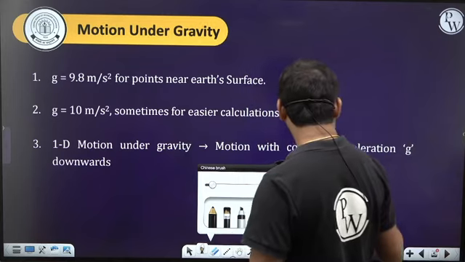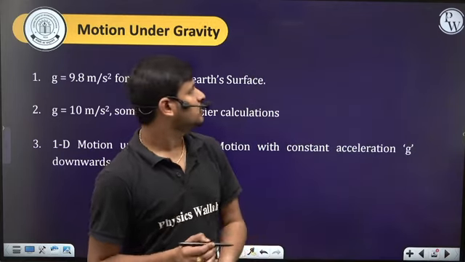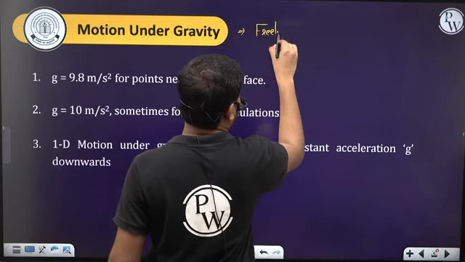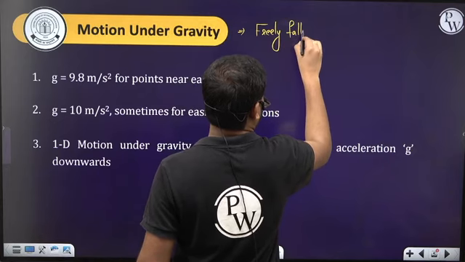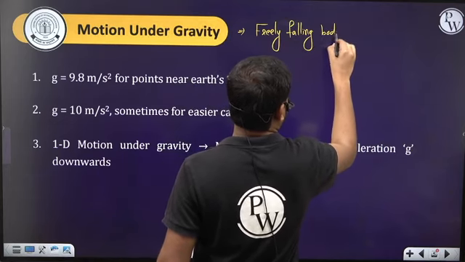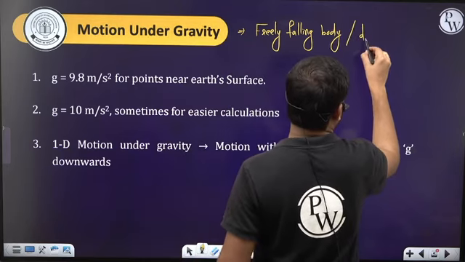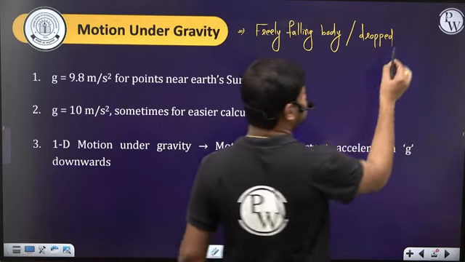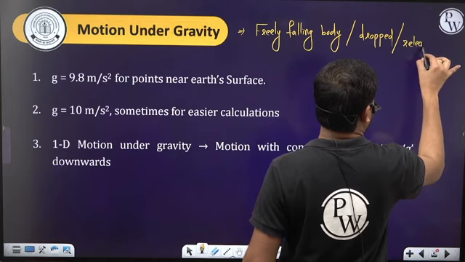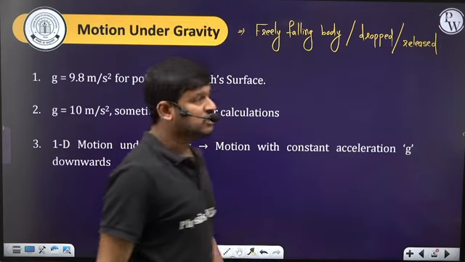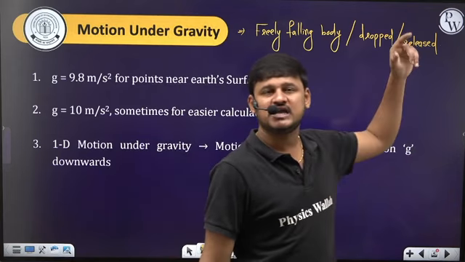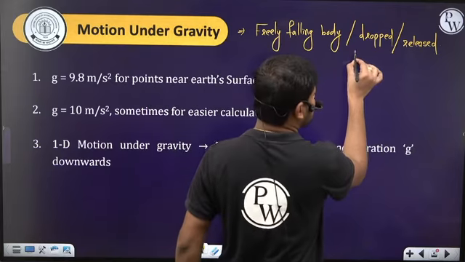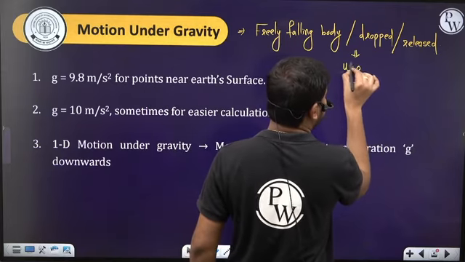Now let's go for the motion under gravity. Whenever the body is a freely falling body, or the body is dropped from some height, or the body is released from some height, for all these situations we say the body is in motion under gravity. In all these scenarios the initial velocity of the body will be taken as 0.